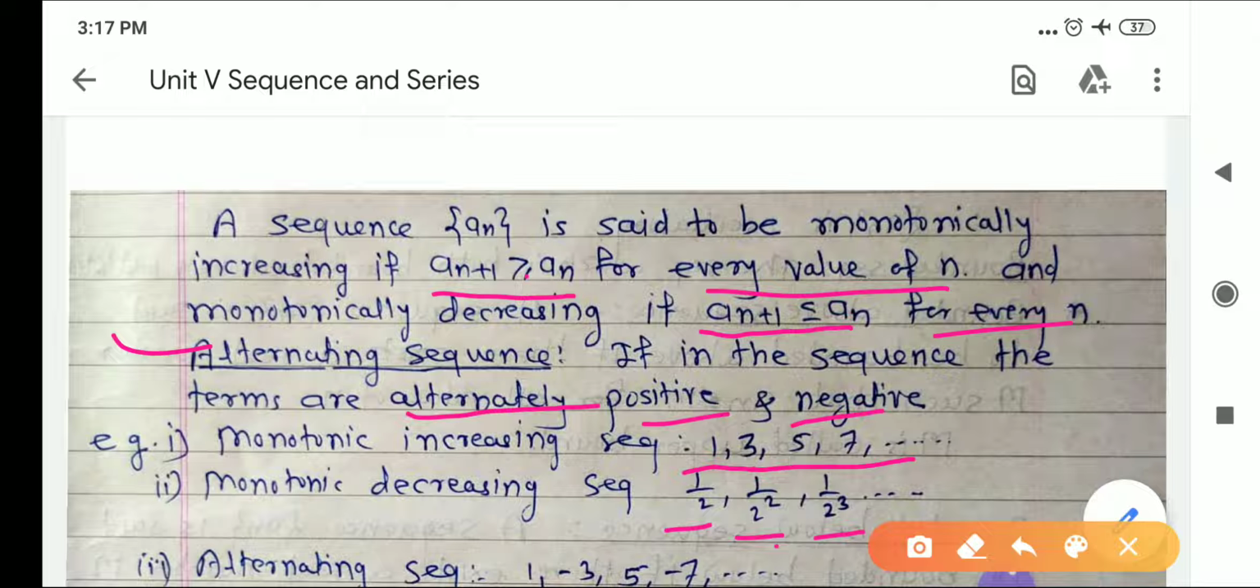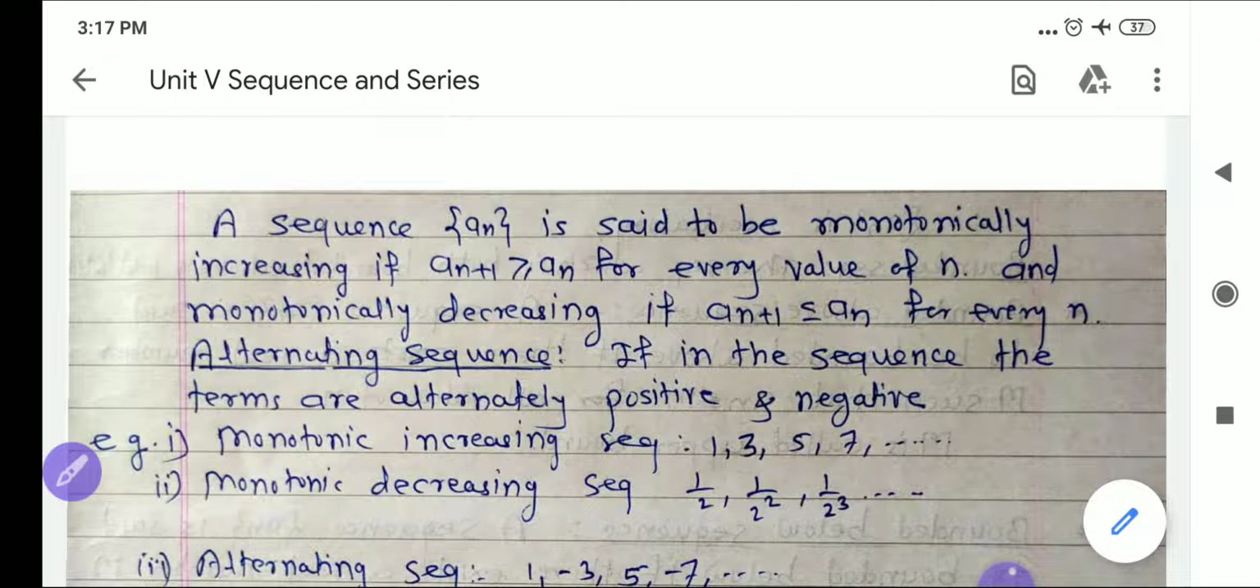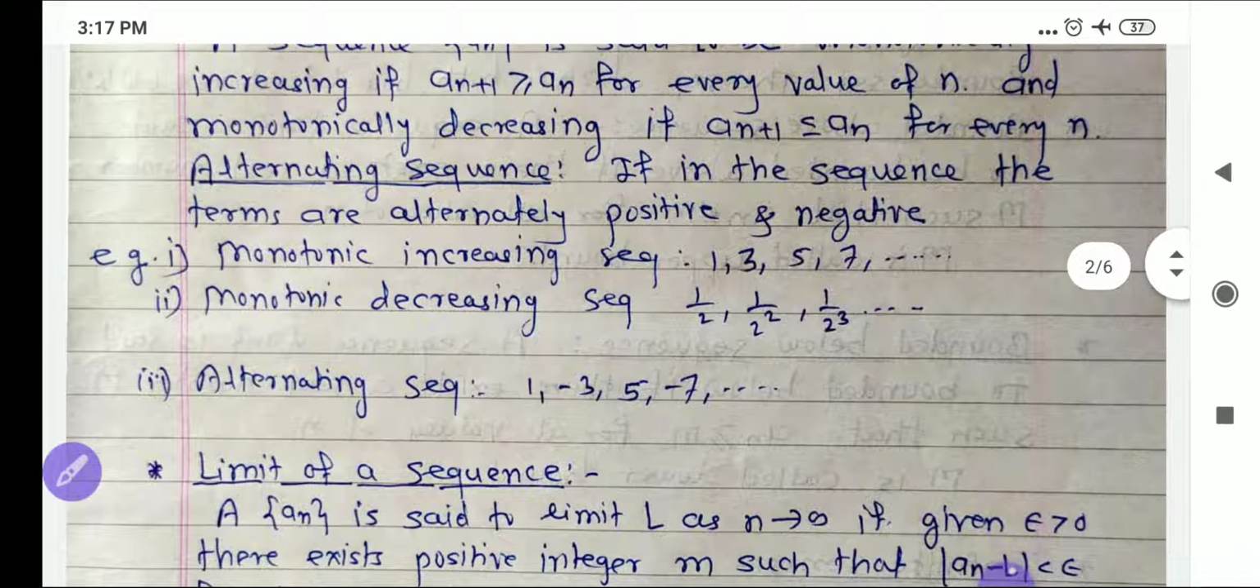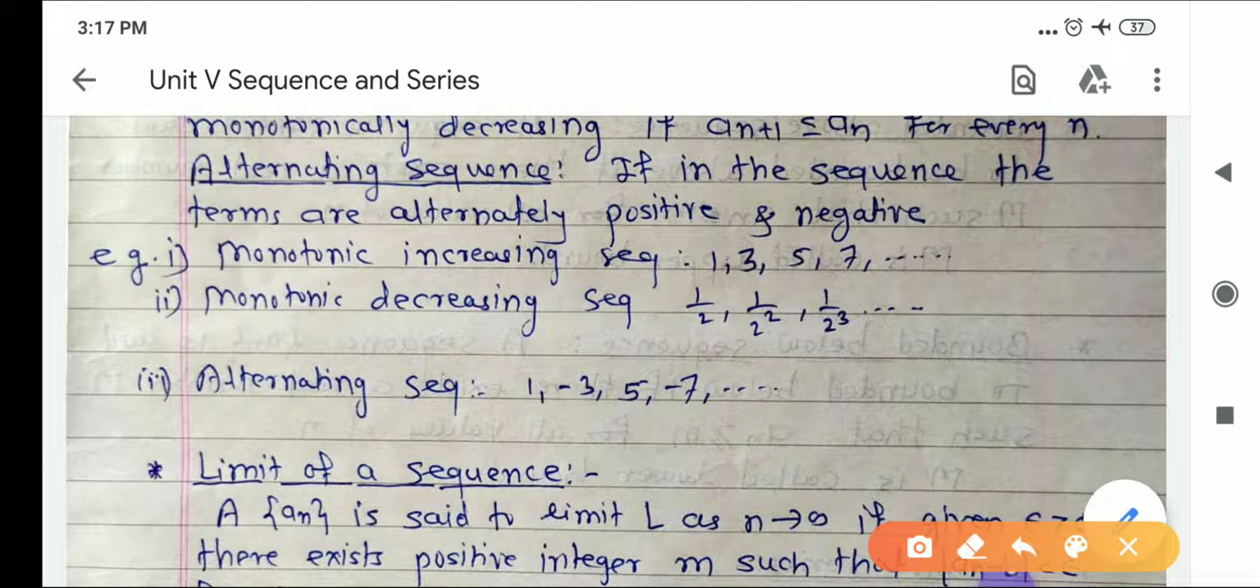So this 1 by 2 is greater than 1 by 4, 1 by 4 is greater than 1 by 8. So this sequence is a decreasing sequence. So the sequence is called a monotonically decreasing sequence. And the third example is the alternating sequence, meaning the sequence in which the signs alternate. First one is positive, second one is negative, third one is positive, fourth one is negative. So this sequence is called an alternating sequence.